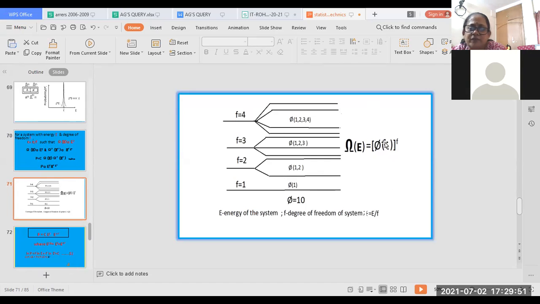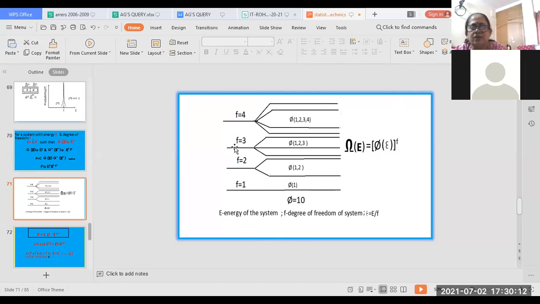You can put energy value here. So accessible state, it is given by phi of epsilon to the power f. So for the special case I have shown here, if f is 1, it will take 1 value. If it is 2, it will take 2 values. 3 values, 4 values, etc.